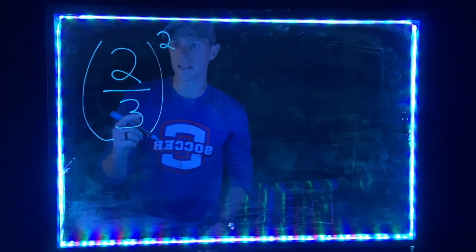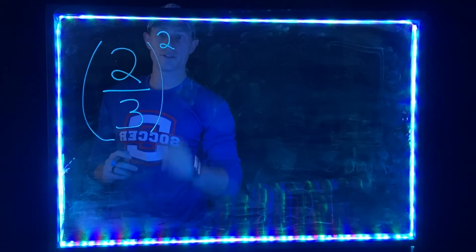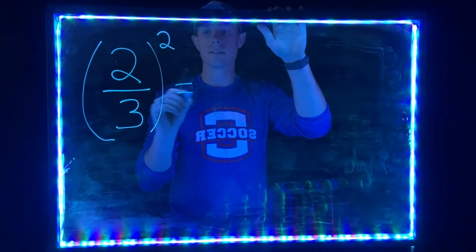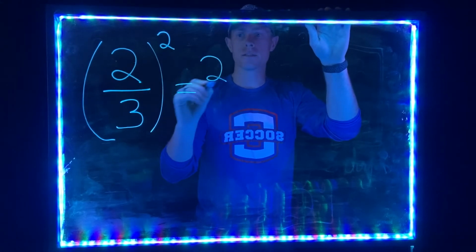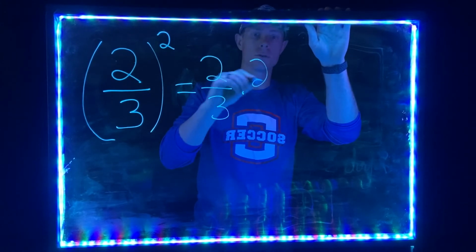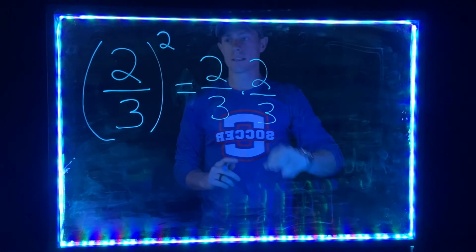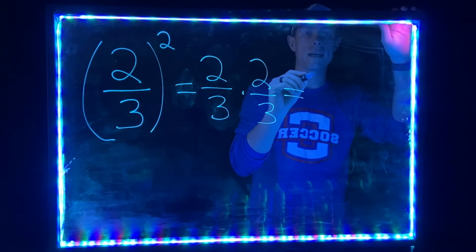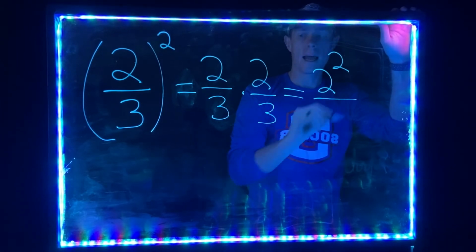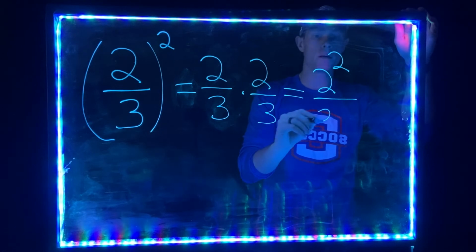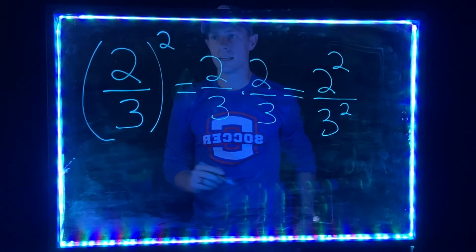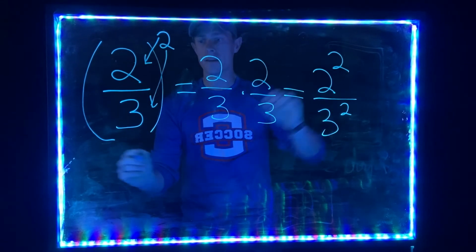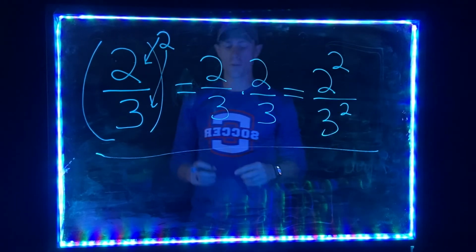So let's look at the final example. We're going to have a fraction raised to an exponent. So we're going to have 2/3 as our base, and it's raised to the 2nd power. So what this really means is we're going to have 2/3 times 2/3. That's written in expanded form. And if we look at that, we know that 2 times 2 can really be written as 2 squared. And we know that 3 times 3 can really be written as 3 squared, which means that exponent is applied to both the numerator and the denominator. So that's an exponent with a fraction.